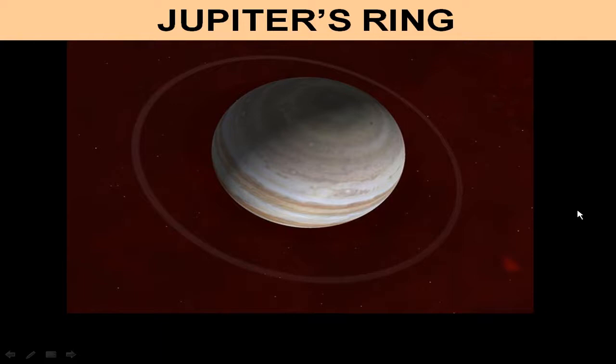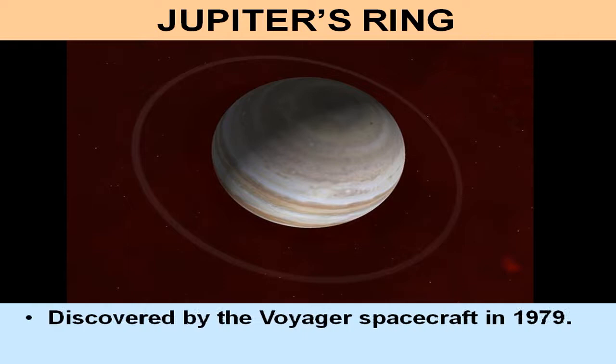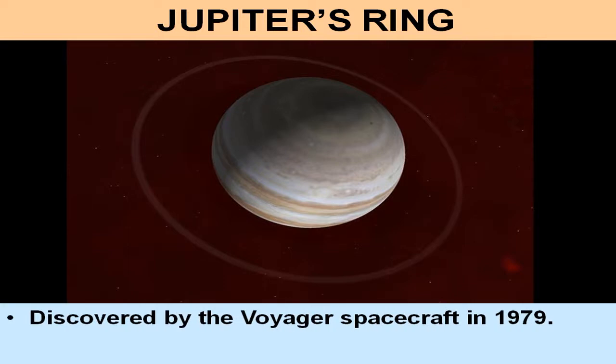Well, we said that all the Jovian planets have rings, and in fact they do. And Jupiter has a ring. It's not as spectacular as Saturn. In fact, it's very hard to see from Earth, but it was discovered by Voyager in 1979. So it was the first ring system discovered by a separate spacecraft.